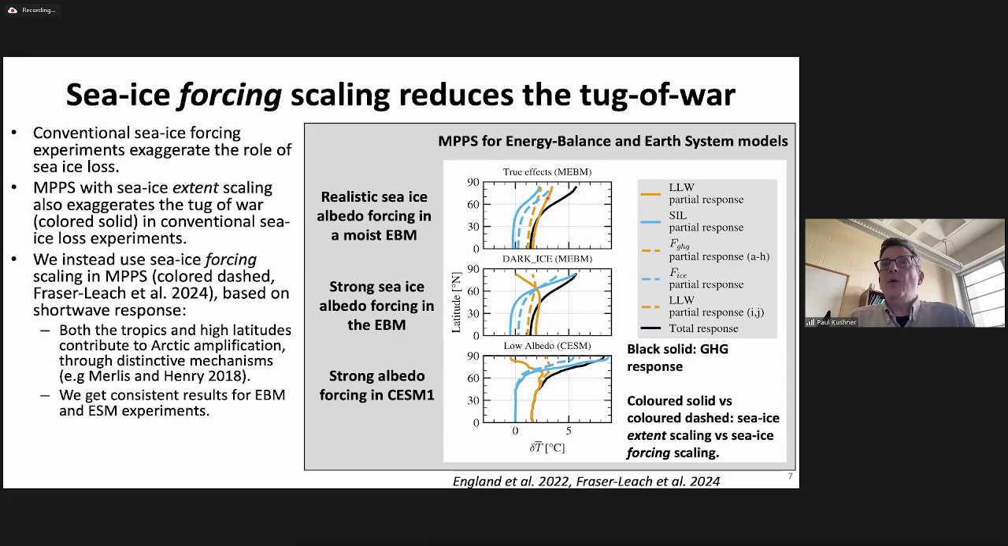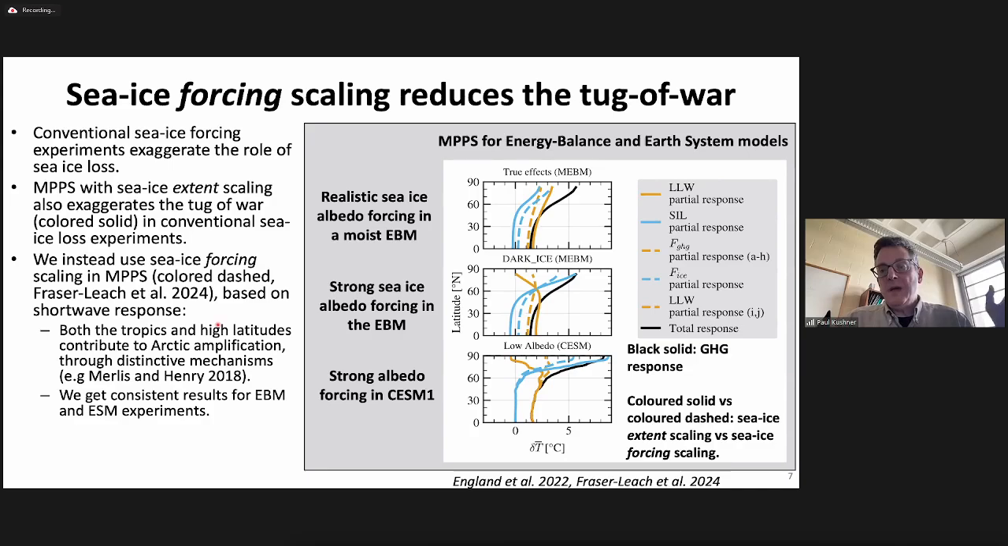The blue and gold solid lines are the response to sea ice loss and low latitude warming using pattern scaling, multi-parameter pattern scaling. And the dashed lines here show a similar pattern of response, but using another type of scaling, which is based on the forcing response. What motivates us here is that we have a way of estimating how the forcing changes in these experiments.